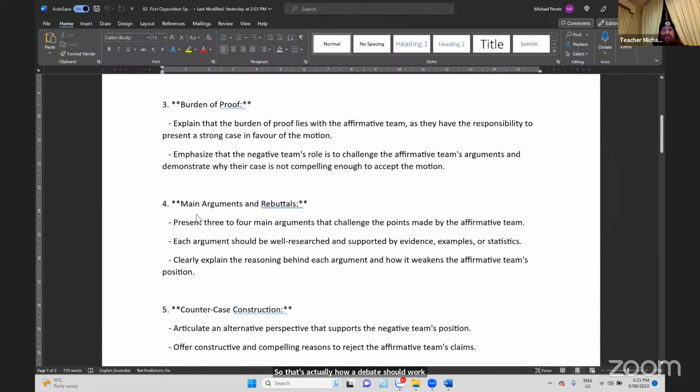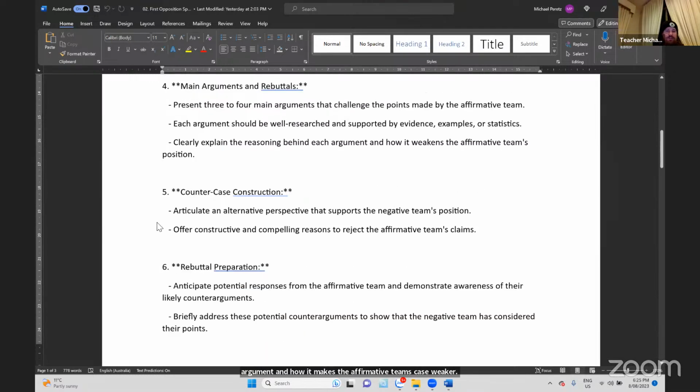So we move into main arguments and rebuttals next. The opposition team will present their 3 to 4 main arguments that challenge the points made by the affirmative team. Each argument, again, is well researched and supported by evidence. And we should clearly explain the reasoning behind each argument and how it makes the affirmative team's case weaker.